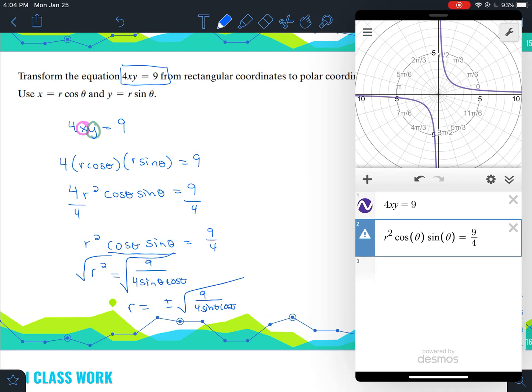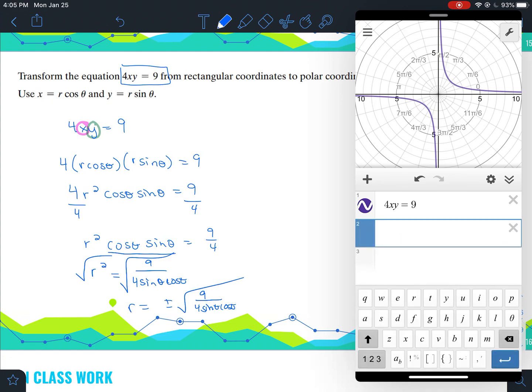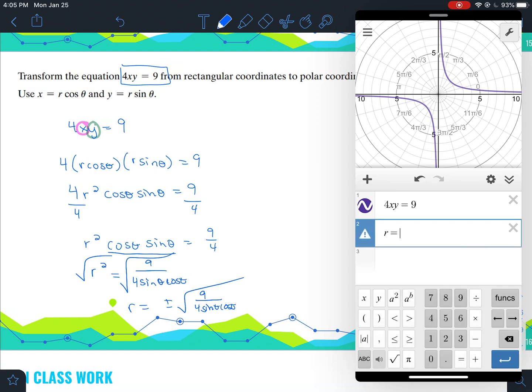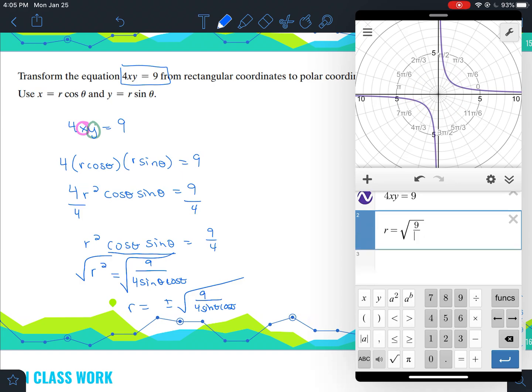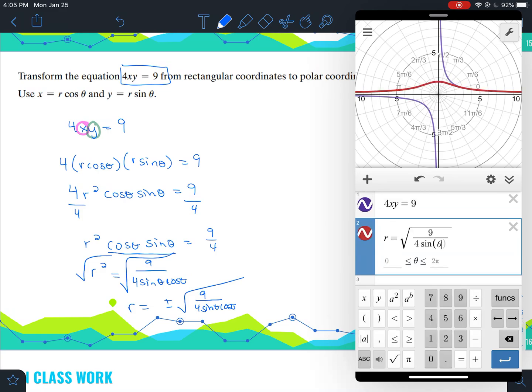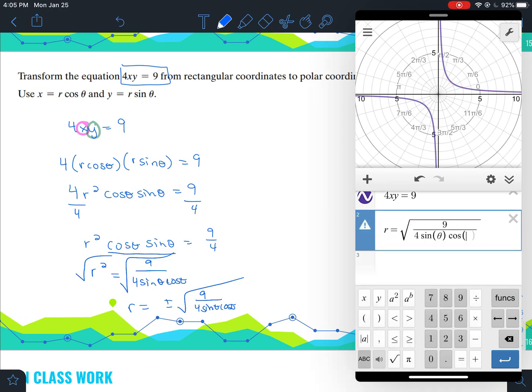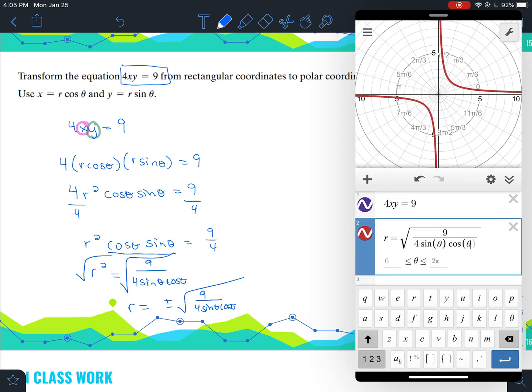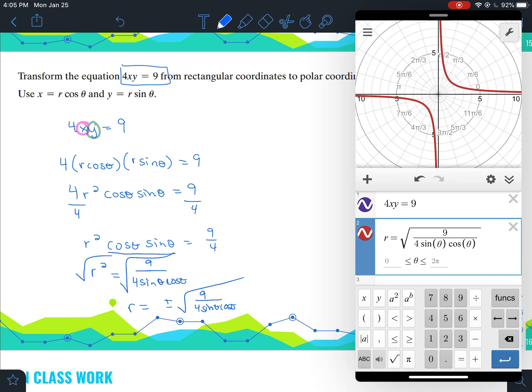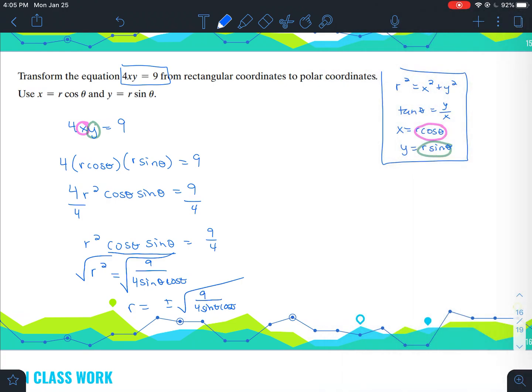Let's see if it likes that better. So r equals, we're going to do the square root of 9 divided by 4, and then let's see if it will let me do sine theta cosine theta. And there we go. It does. So we have r equals the square root of 9/4 over sine theta cosine theta. So on Desmos, you're going to have to solve for r. I don't know if your book is going to make you solve for r or not.